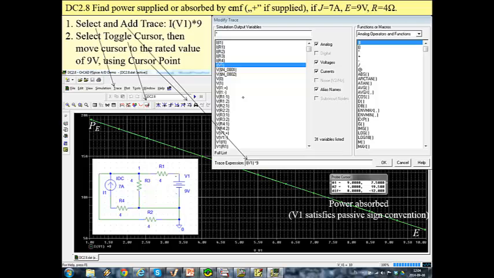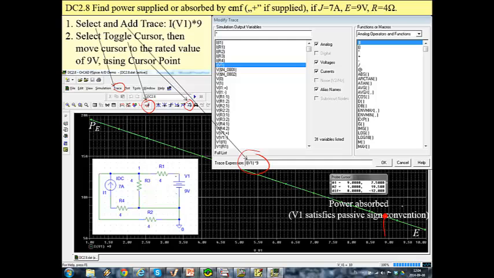When simulation is completed, we obtain a probe window. In this probe window we have to add a trace, which is power that we are looking for, power of a voltage source. So this is power of a voltage source. We have to add trace. At first the trace is already presented here in green, and then we have to move cursor along this trace, selecting first toggle cursor, then cursor point up to 9 volt value.